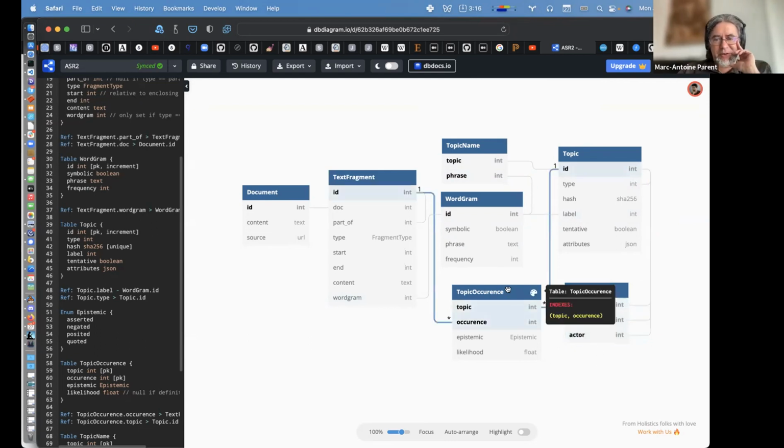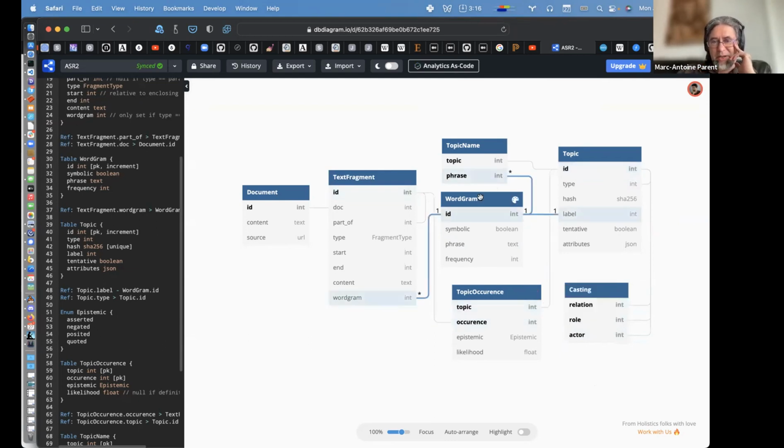But what I really wanted to focus on here is the topic occurrence. The notion that this topic, irrespective of how it was expressed, what phrase was used for it, was deemed to be found in this text fragment or in this phrase. This phrase expresses this topic, if you will. And this phrase in context, not this phrase abstractly, that's the word gram, but this phrase in this document with context. And so topic occurrence.